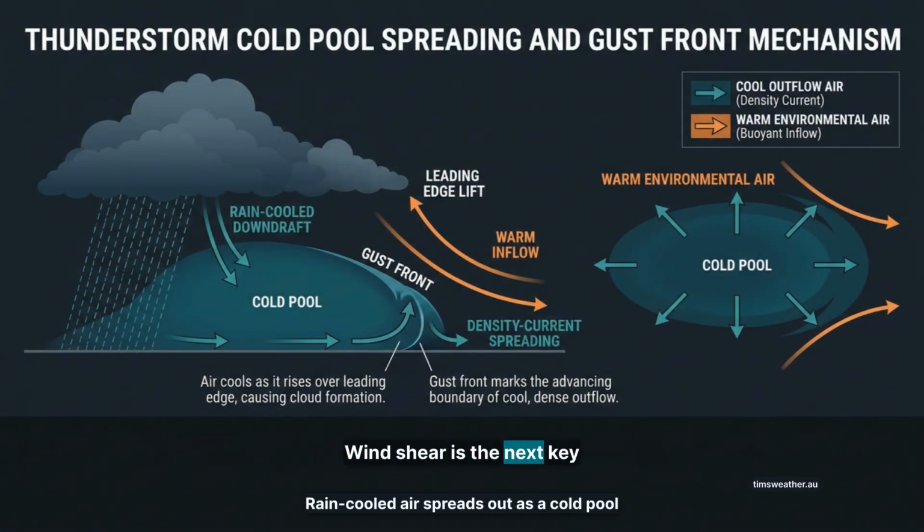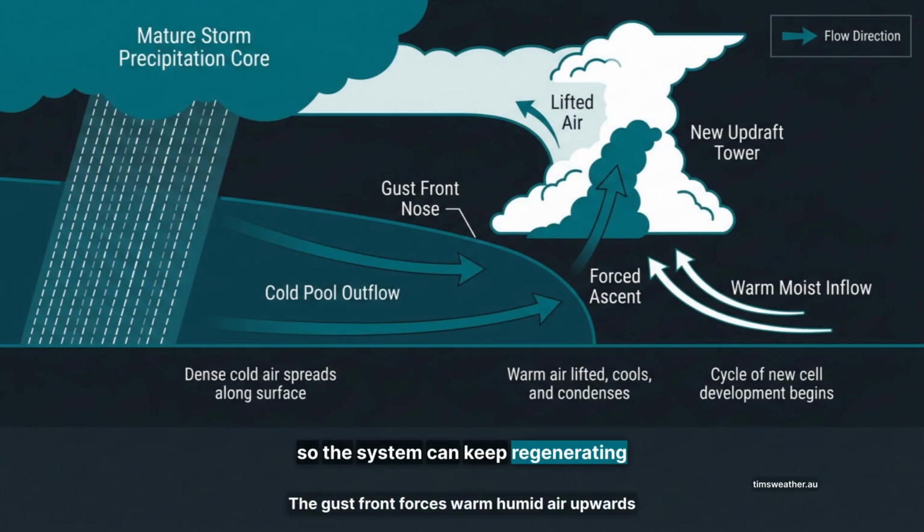Wind shear is the next key ingredient. When winds change speed or direction with height, they tilt the rising updrafts away from the falling rain. That separation stops the downdraft from smothering the updraft, so the system can keep regenerating new storms.